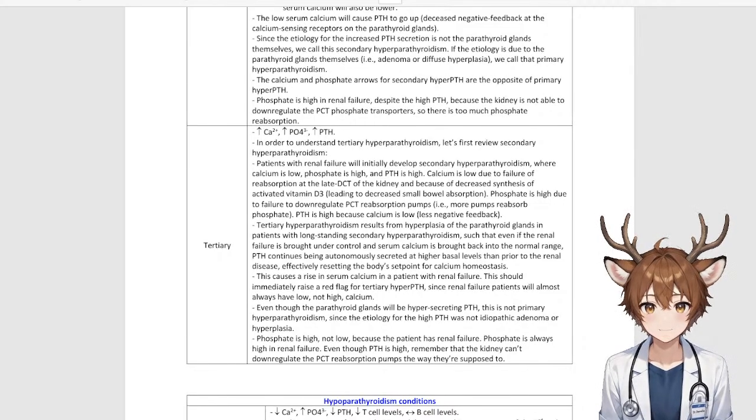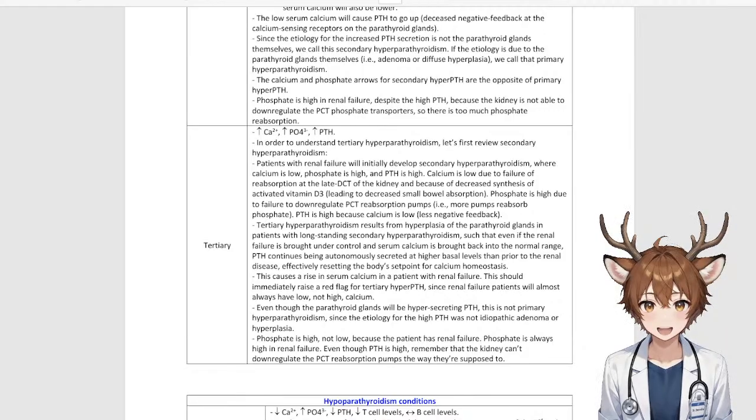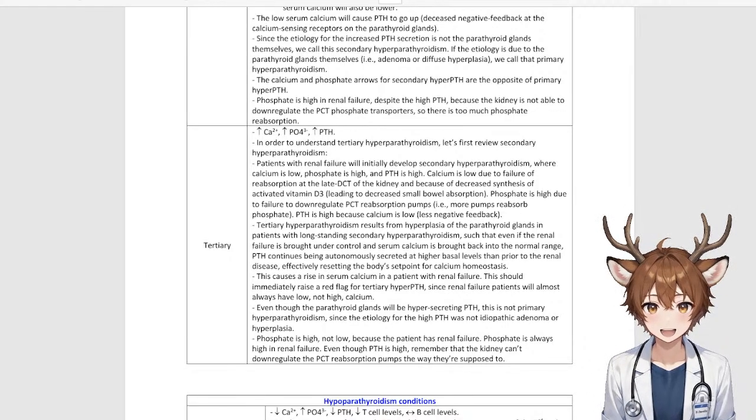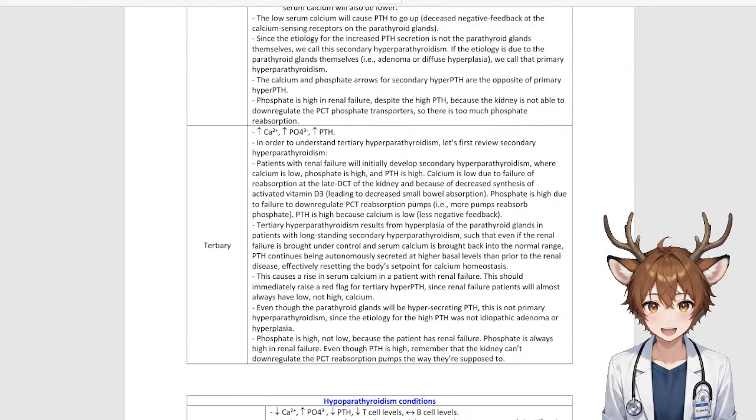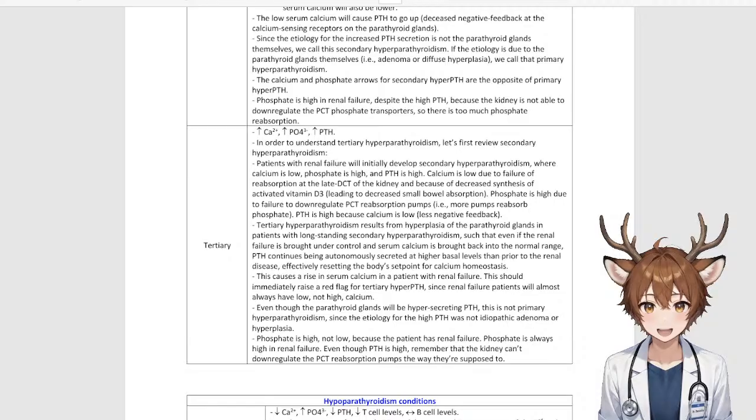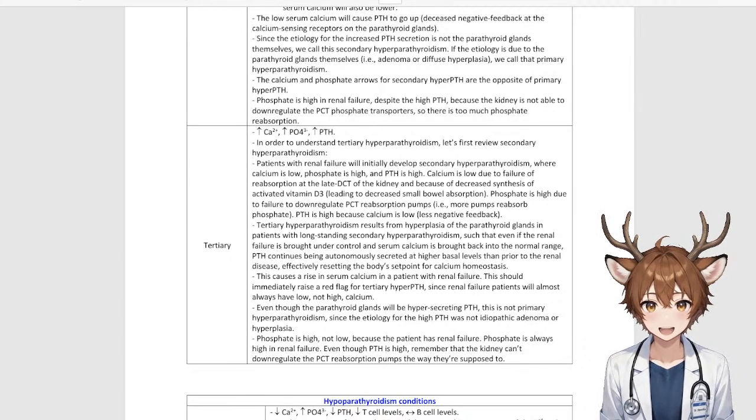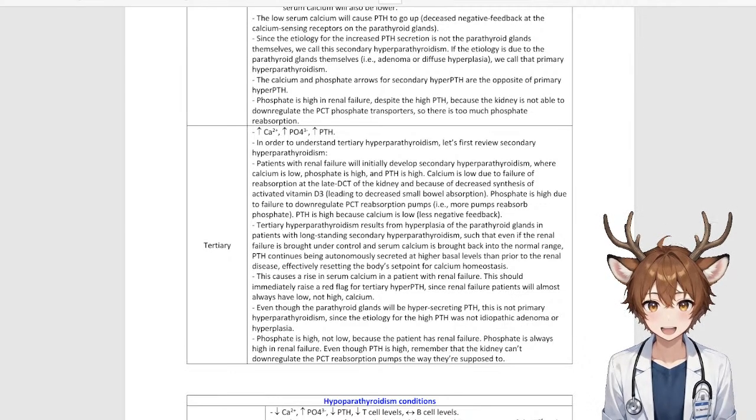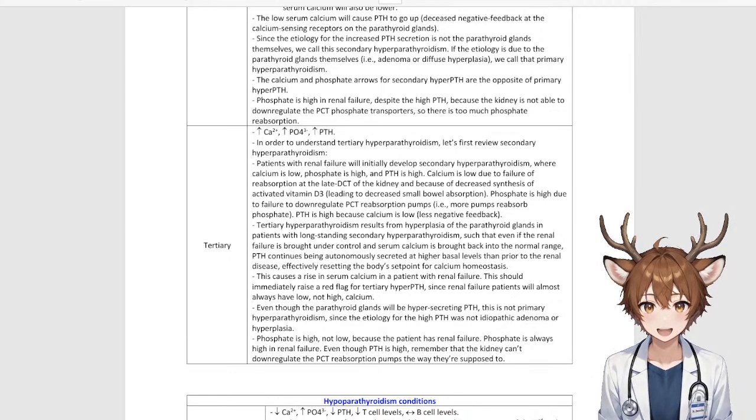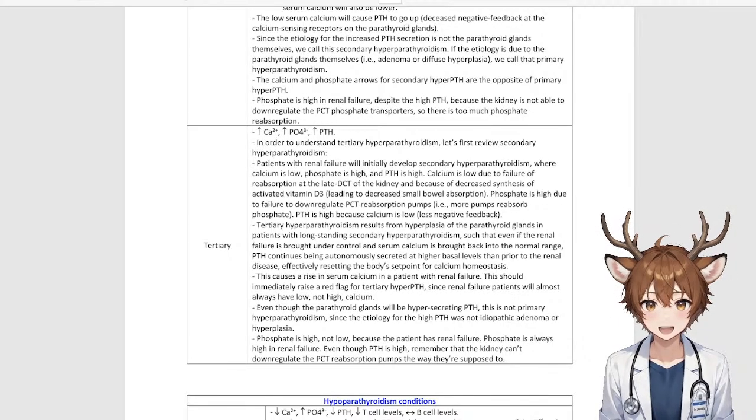So tertiary. In order to understand tertiary hyperparathyroidism, let's first review secondary hyperparathyroidism. Patients with renal failure will initially develop secondary hyperparathyroidism where the calcium is low, phosphate is high, and PTH is high. Calcium is low due to the failure of reabsorption in the late distal convoluted tubule of the kidney and because of decreased synthesis of activated vitamin D3 leading to decreased small bowel absorption. Phosphate is high due to the failure to downregulate the PCT, proximal convoluted tubule, reabsorption pumps, that is to say, for more pumps to reabsorb phosphate. PTH is high because calcium is low, less negative feedback.